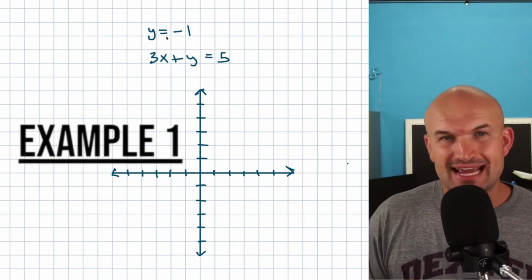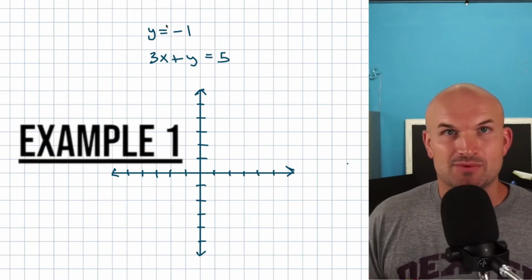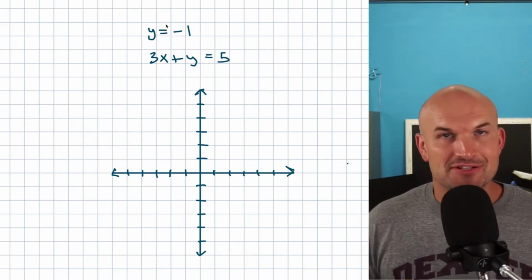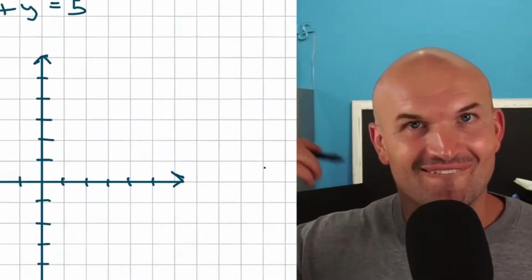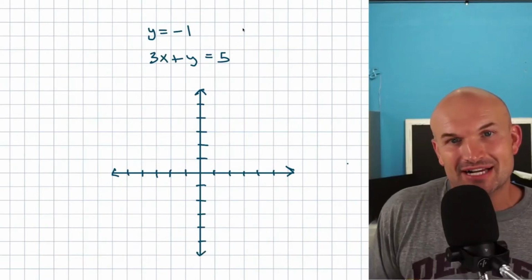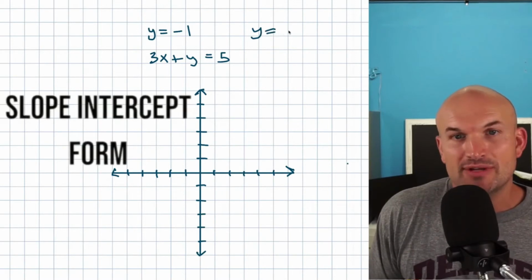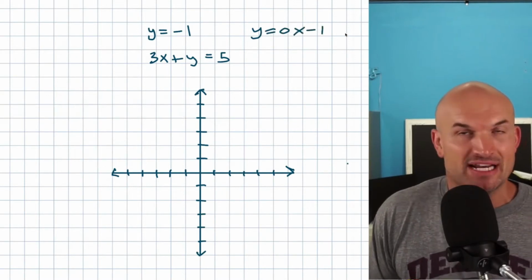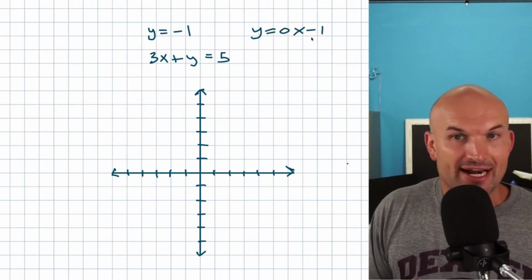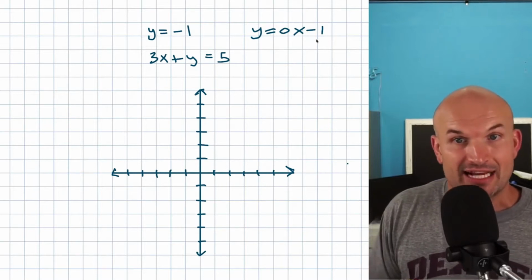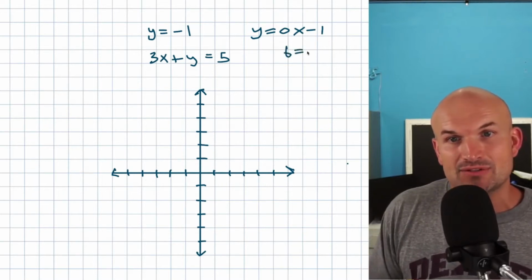In this first example, you can see I have y equals -1. Typically, when we're graphing lines, we like everything to be in y equals mx plus b. So there's no m, there's no x, and there's no b. What are we going to do here? Well, in reality, this one can be written in slope-intercept form. You can rewrite this as y equals 0x minus 1. So our slope is going to be 0, and our y-intercept is going to be -1. So in this case, we can say b is equal to -1.